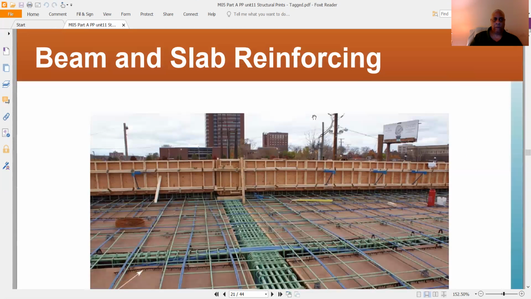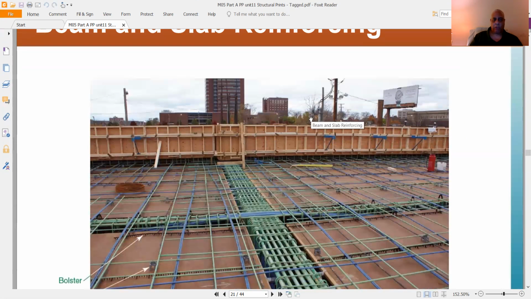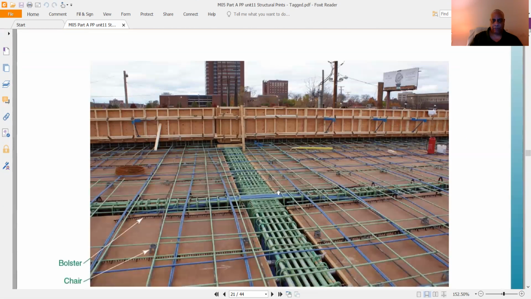Now, this is a good one. Beam and slab reinforcing. You see how you have your slab and going across is your beam. You have your stirrups that basically are holding your rebar together. You also have your chairs. Your chairs are also holding the rebar up.